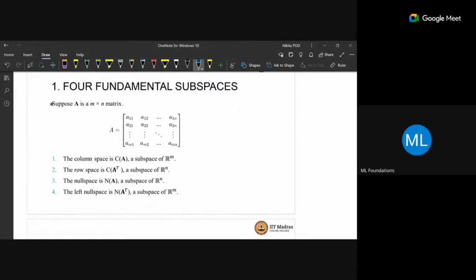You know that for any M cross N matrix, these are the four fundamental subspaces that we have. The first is the column space of A, which is nothing but the span of all the columns of A. Then you have the row space, which is the column space of A transpose. Then you have the null space of A, which gives you the set of all values of X such that AX equals 0. And then you have the left null space, which is the null space of A transpose, the set of all X such that A transpose X equals 0, right?